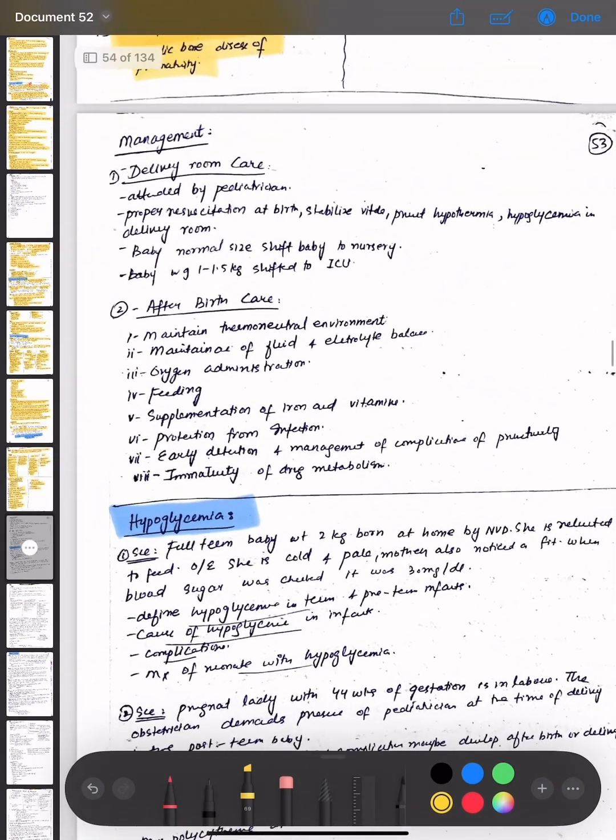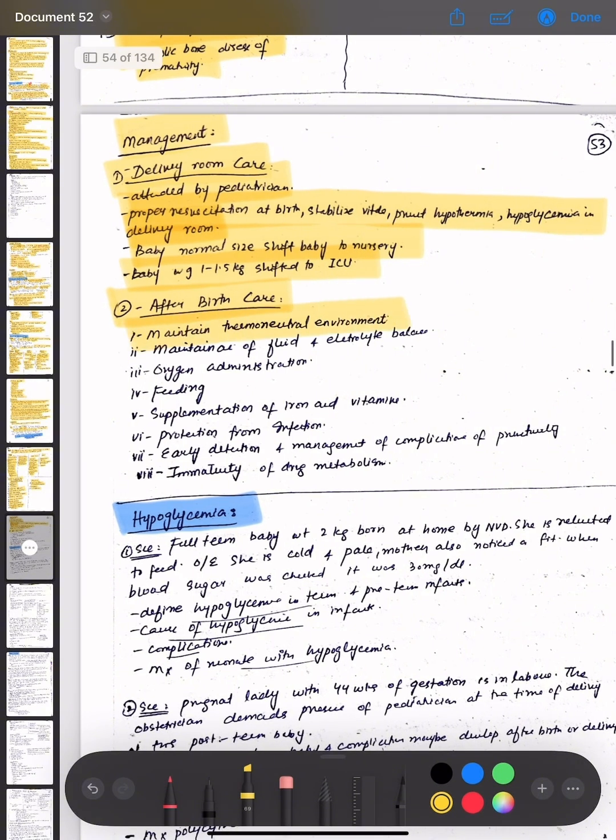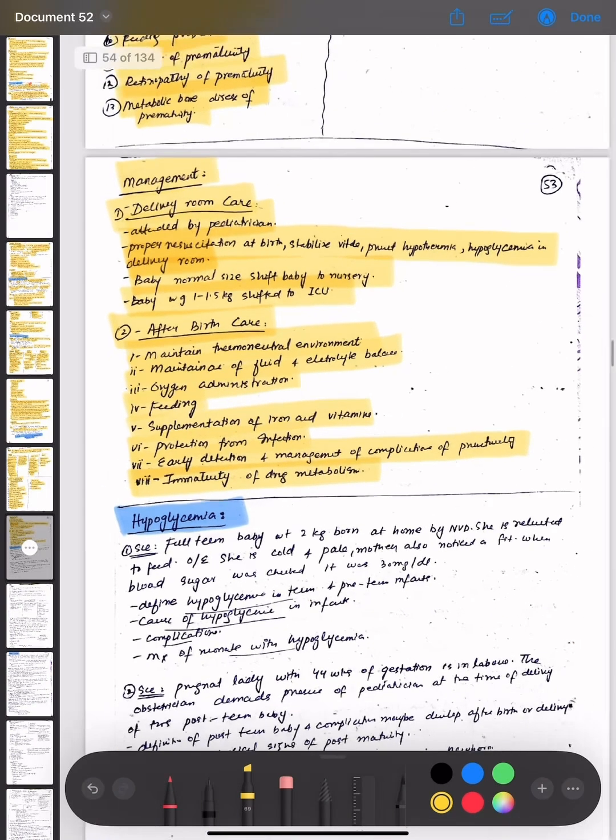The management options for an appropriate for gestational age preterm baby start with delivery room care, attended by a pediatrician: proper resuscitation at birth, stabilize vitals, and prevent hypothermia and hypoglycemia in the delivery room. Then a normal size baby is shifted to the nursery, and a baby weighing 1 to 1.5 kg is shifted to the ICU. After birth care is provided: maintain a thermoneutral environment, maintenance of fluid and electrolyte balance, oxygen administration, feeding, supplementation of iron and vitamins, protection from infection, early detection and management of the complications of prematurity, and immaturity of drug metabolism.